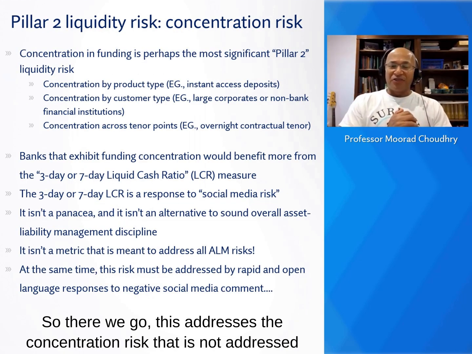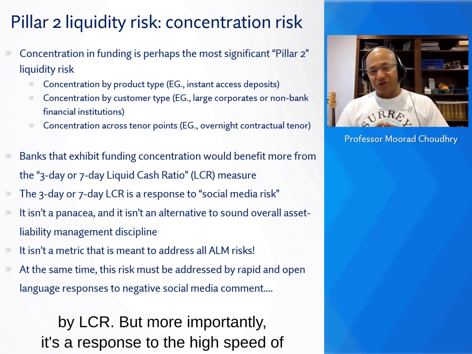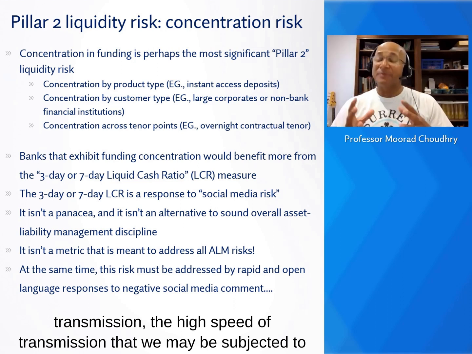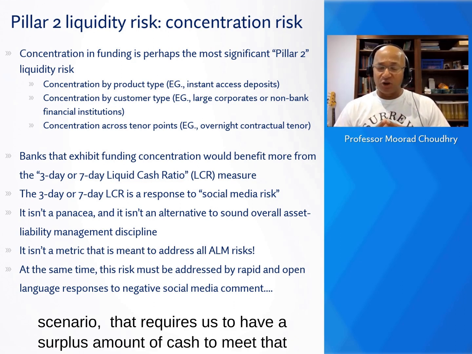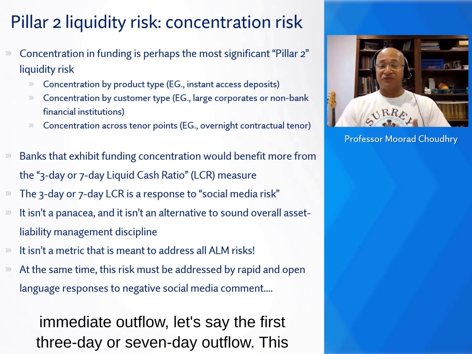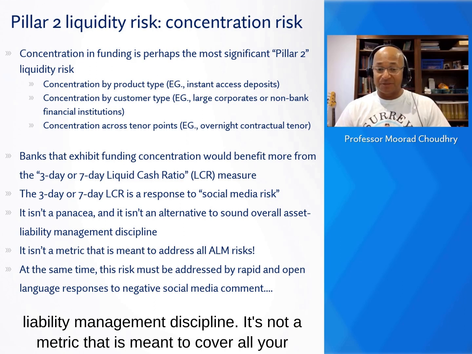So there we go. This addresses the concentration risk that is not addressed by LCR, but more importantly, it's a response to the high speed of transmission that we may be subject to in a negative situation, a firm-specific stress scenario that requires us to have a surplus amount of cash to meet that immediate outflow, let's say the first 3-day or 7-day outflow. This metric is not a panacea, and it's not an alternative to sound overall asset liability management discipline. It's not a metric that is meant to cover all your ALM risks.